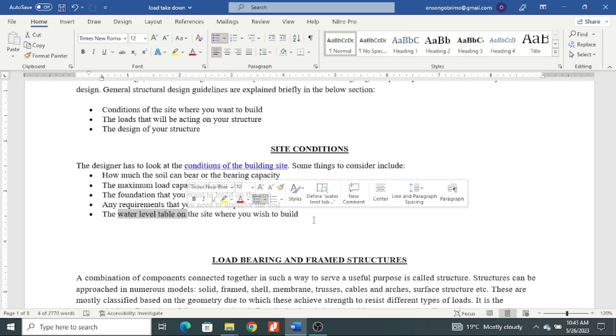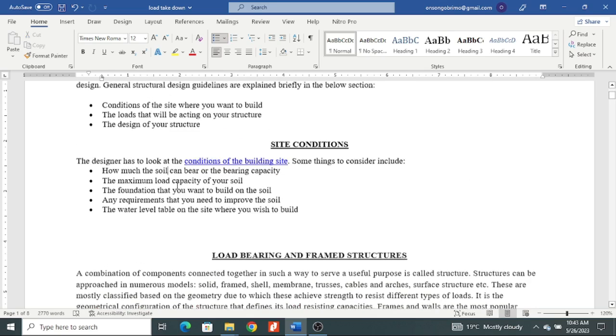And sometimes when the soils are poor and the water table is very high, like in black cotton soils, you're going to have alternate expansion and contraction of soil, which will affect your soil and therefore have adverse effects on your building. So these are the site conditions you should consider.